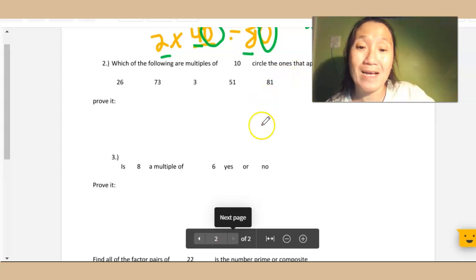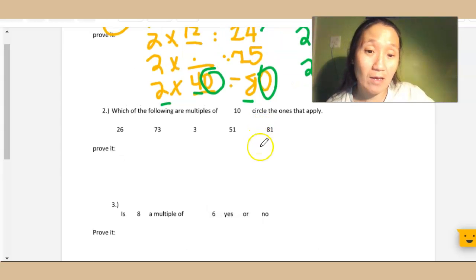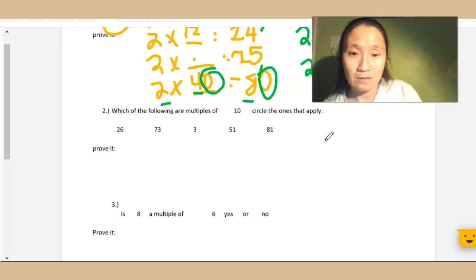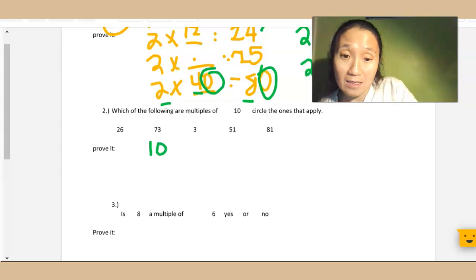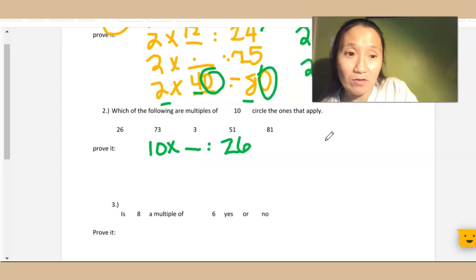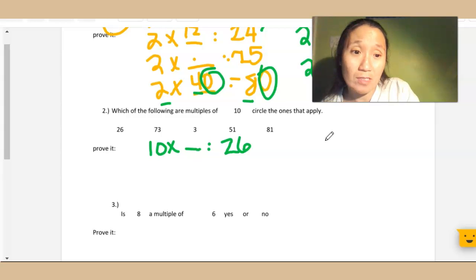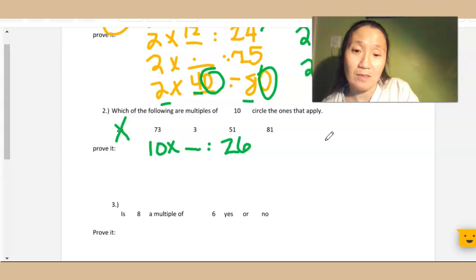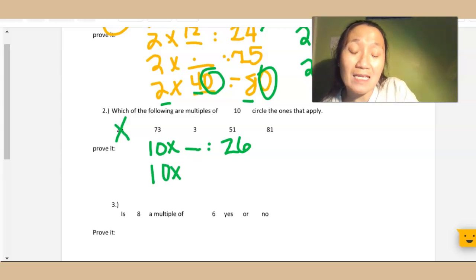All right, so again, we're going to look at the same thing. We're going to look at which of the following are multiples of 10, and only circle the ones that apply. So again, it's asking you, is 10 times anything going to equal 26? Well, no, not ever. 10 times 1 is 10. 10 times 2 is 20. 10 times 3 is 30. Not gonna happen.